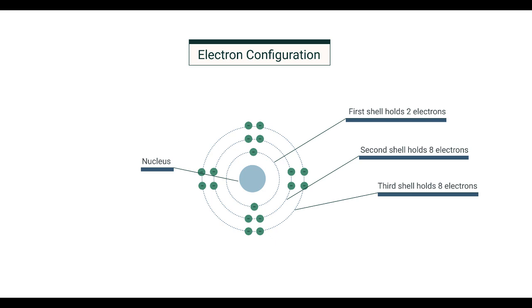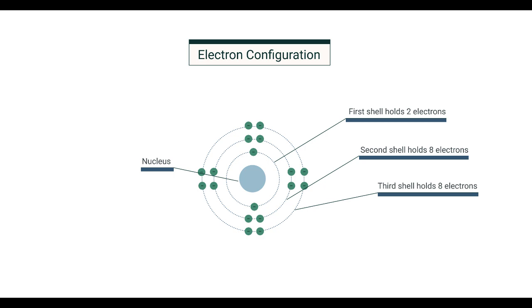In this video, I am going to tell you about electronic configurations. We can represent the electronic structure of atoms using electron shell diagrams. Electrons orbit the nucleus in shells, and each shell has a different amount of energy associated with it.